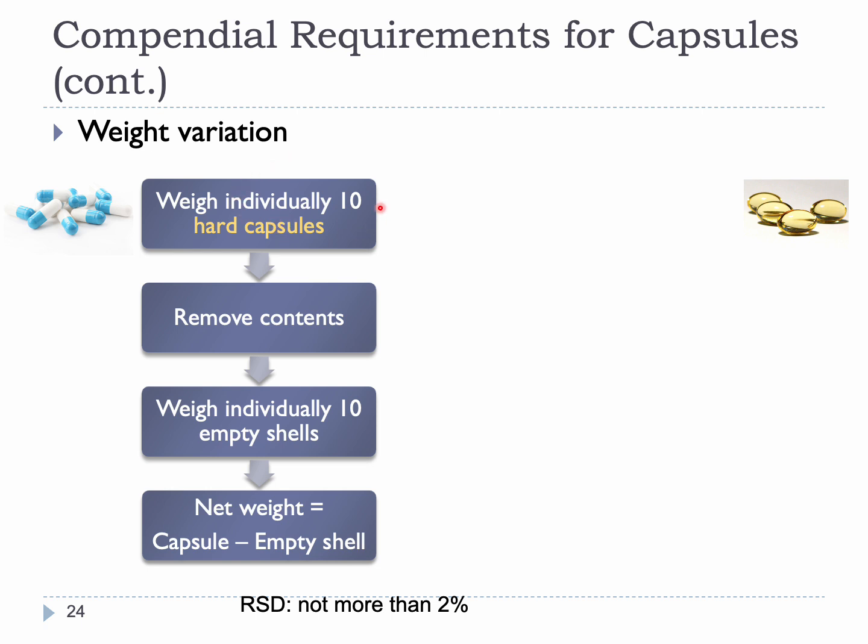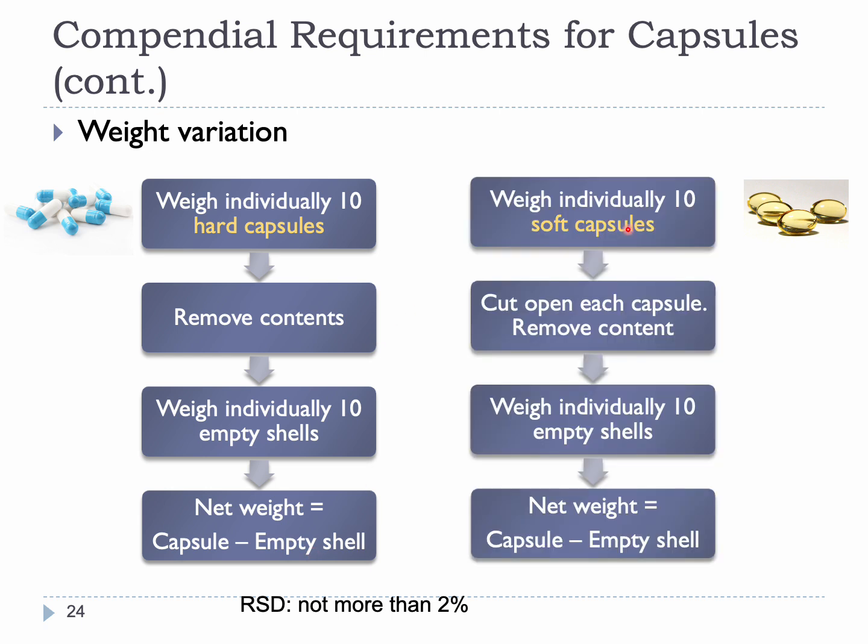Firstly, 10 capsules will be weighed individually, and then the content will be removed. The content can be powder or granules; it is the APIs and excipients. Then the empty shells will be weighed again individually. The net weight of the powder equals the total weight of the capsule minus the empty shell.